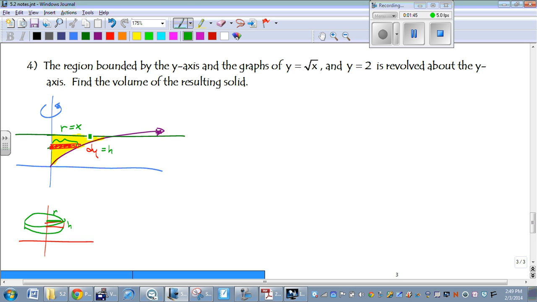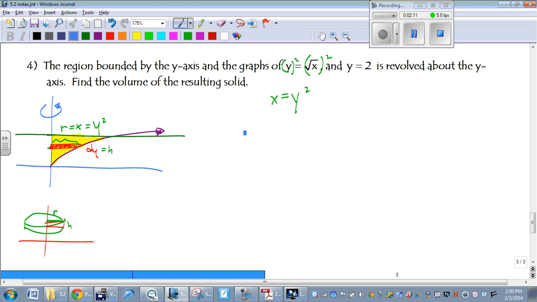But since we're doing a dy cut, we can't write this in terms of x. We have to write it in terms of y. So we have to write this using y. So we need to know what x is equal to. Well, we know square root of x is y, but we want to know what x is. So we can square both sides. x is equal to y squared. So y squared is going to be our radius for this problem.